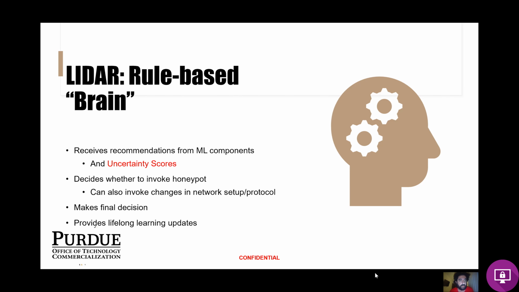Two distinctive features that I want to highlight here: the first is what we call a rule-based brain, a component that takes recommendations from the machine learning components and then decides on the final decision. That adds a guarantee against any glitches that can happen to the machine learning black boxes, and at the same time it provides the lifelong learning updates to these components.